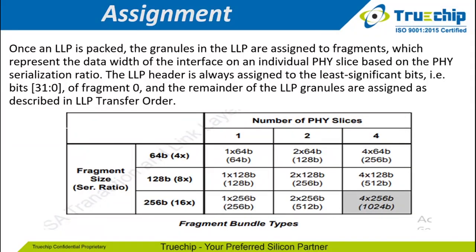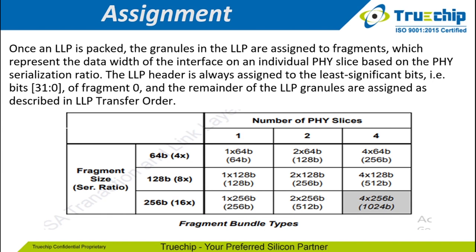So now we have assignment. Once an LLP is packed, the granules in the LLP are assigned to fragments, which represent the data width of the interface on an individual PHY slice based on the PHY serialization ratio. The LLP header is always assigned to the least significant bits, that is, the 32 bits of fragment 0, and the remainder of the LLP granules are assigned.